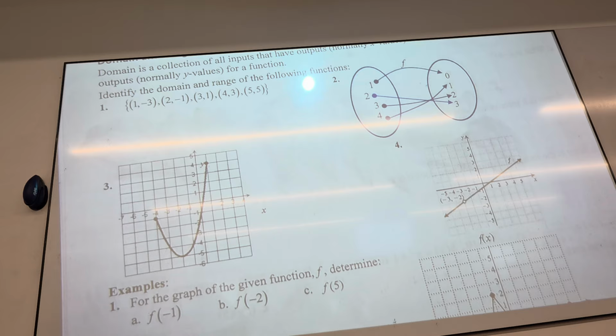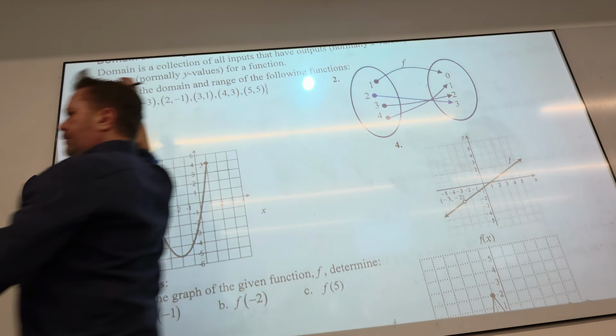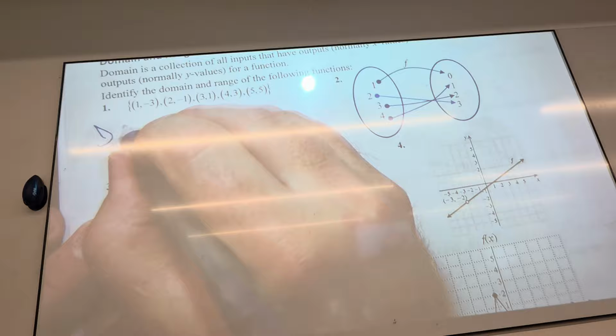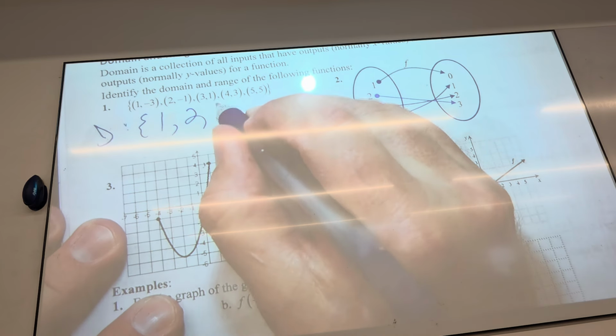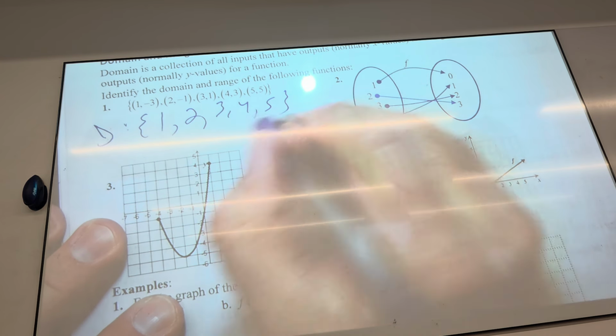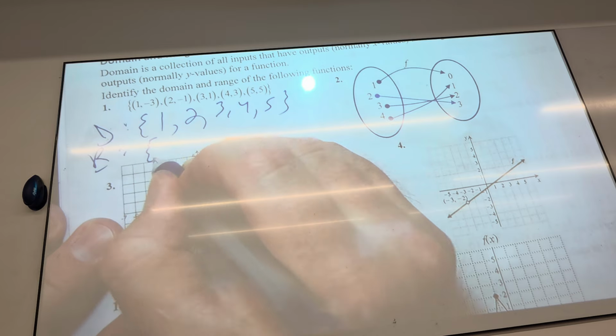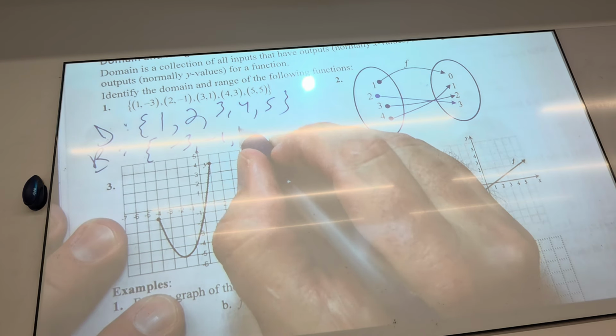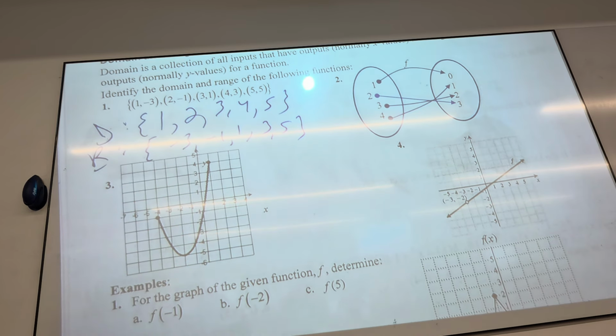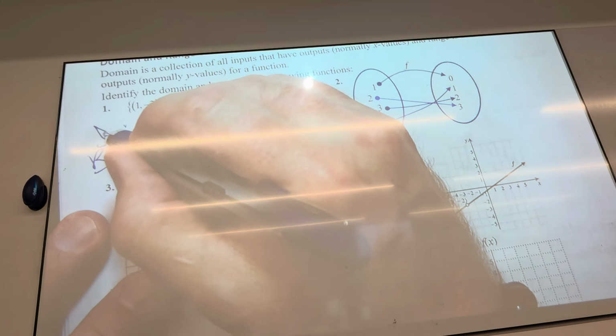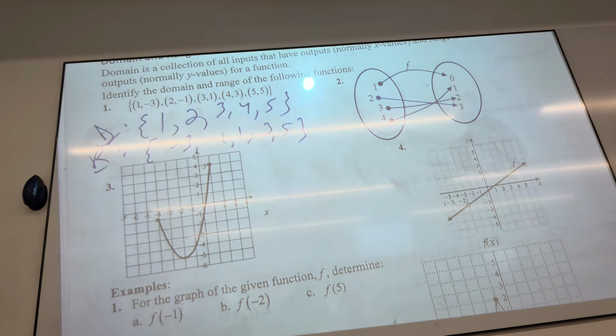And you don't want to say 1 to 5 in interval notation, because that would imply that every number between 1 and 5 works. Does 2.78934436 have an output? No. So what are the only inputs that have outputs? 1, 2, 3, 4, 5. What about the range? What are the outputs? -3, -1, 1, 3. What is that first letter supposed to be? That is a D for domain.